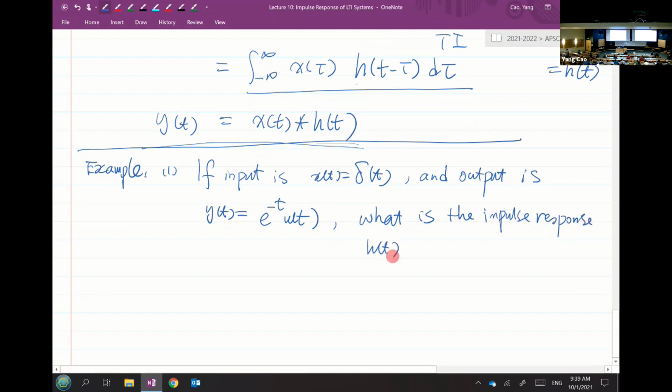What is the impulse response, h of t? This is essentially the easiest question, but I find sometimes students get stuck on this one. They think this is a very difficult question. Input is impulse signal. Output is this. And what is the impulse response, h of t?